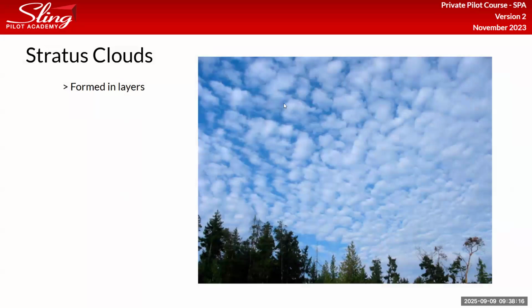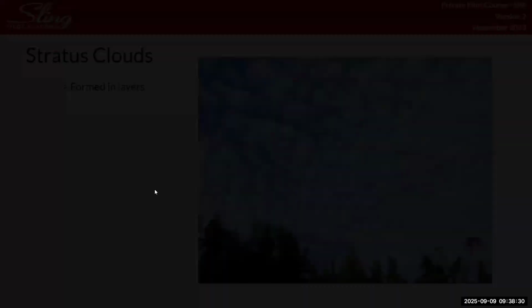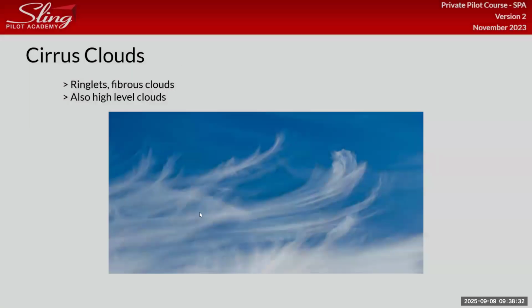Okay, stratus clouds are formed in layers, so very thin layers of clouds. They don't have a lot of vertical development. These are indicating stable air, right? That's what stratus clouds look like. Cirrus clouds, like I talked about, are the really wispy clouds, very high in the sky, high level clouds. Ringlets or fibrous, it looks like if you pulled apart a cotton ball, it would pull apart in little fibers like this.